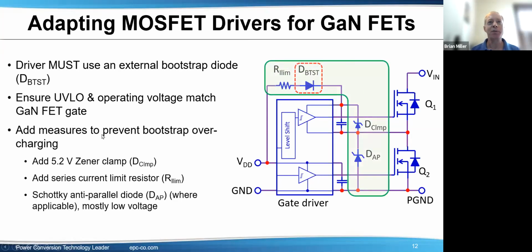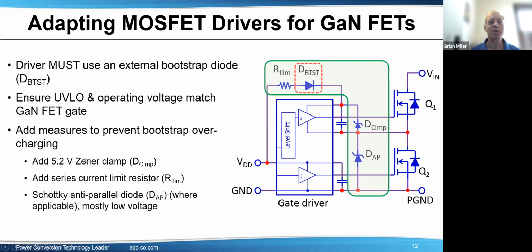You want to add measures to prevent bootstrap overcharging. In other words, charging this capacitor too much, which would overvoltage the gate of the GaN FET. So a few things have been done. And there are examples in some controller data sheets that show this, and there are EPC reference designs too, if you would like to go into detail or have questions about that.